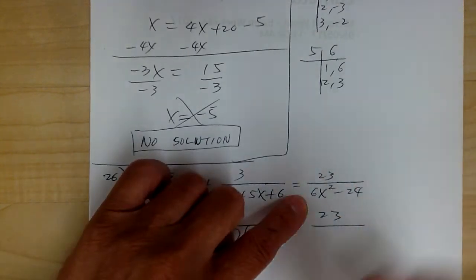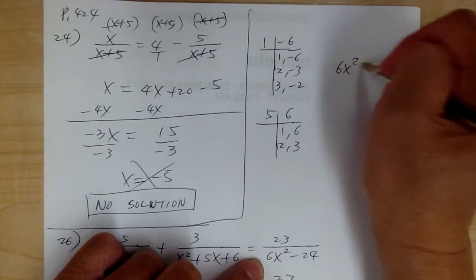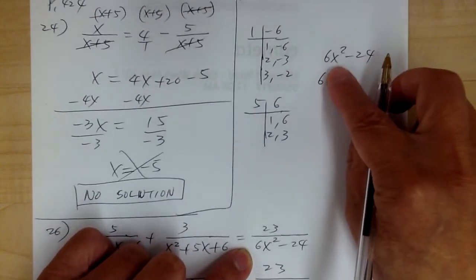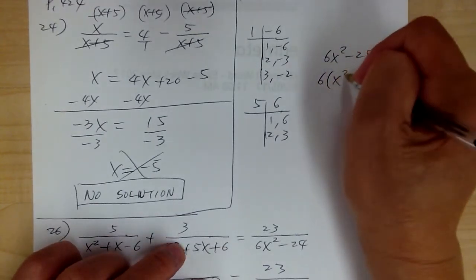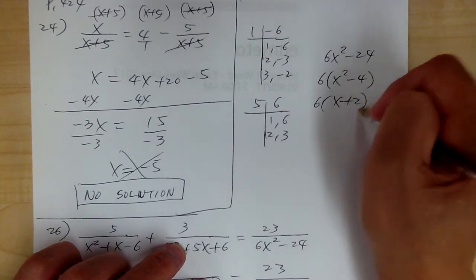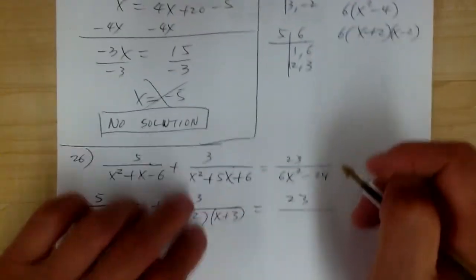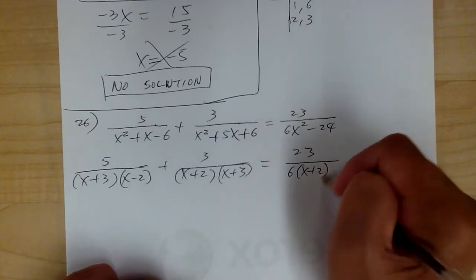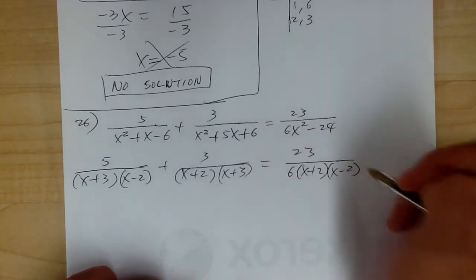Okay, now this one, you have to do multiple steps. So go off to the side. So you got 6x squared minus 24. You have to do step 1, common factor. So factor out the 6, you get x squared minus 4, and you're going to get x plus 2, x minus 2. Okay, so you're going to get 6, x plus 2, x minus 2.